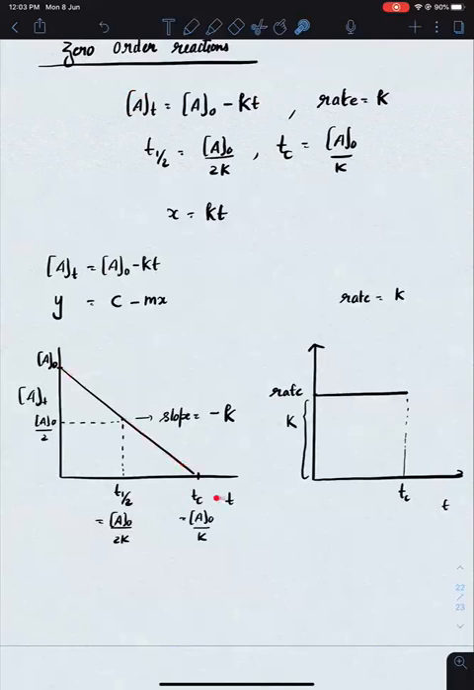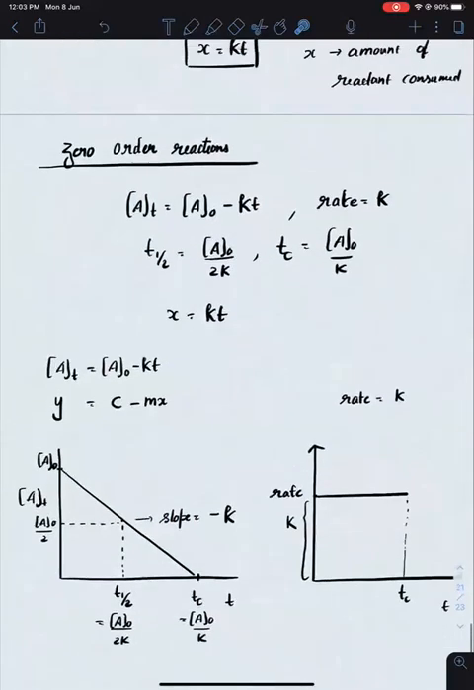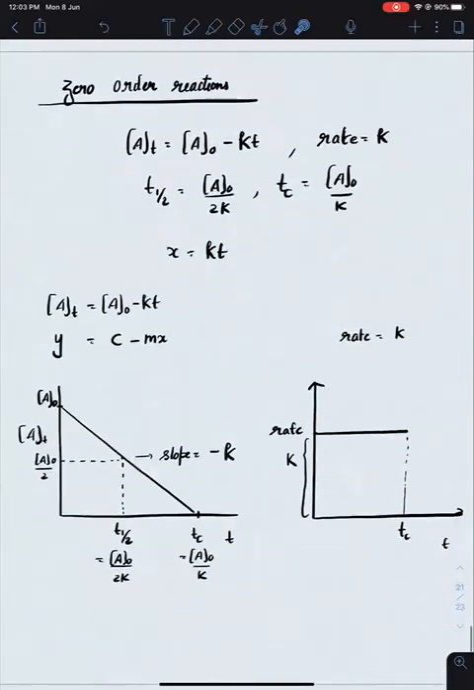So ये दो points को join करते हुए you will get a straight line whose slope is negative and it is equal to minus K. And the rate with respect to time is always constant. So इधर तक draw करेंगे, उसके आगे नहीं draw करेंगे because यहाँ पे reaction खत्म हो चुका है, which is equal to time of completion.